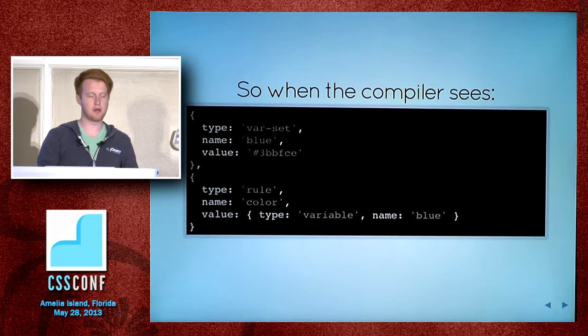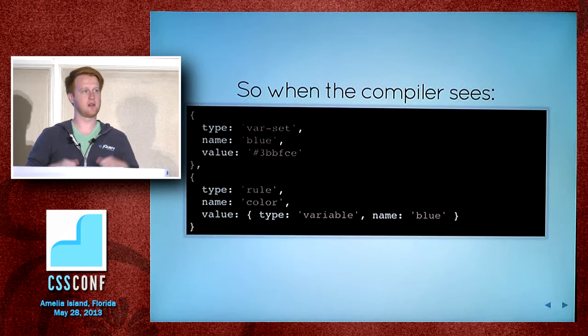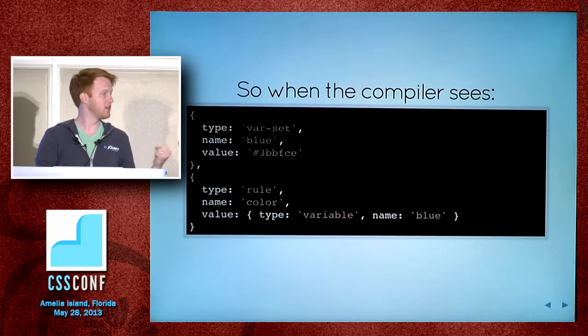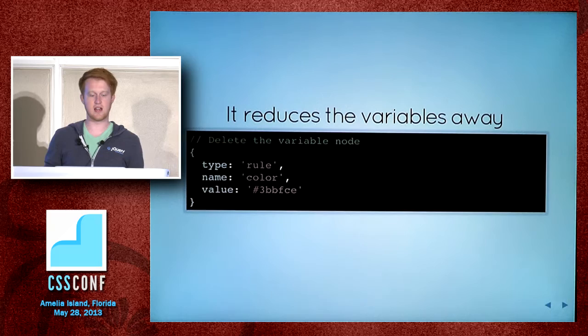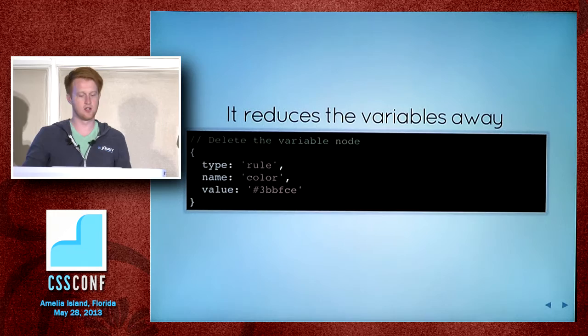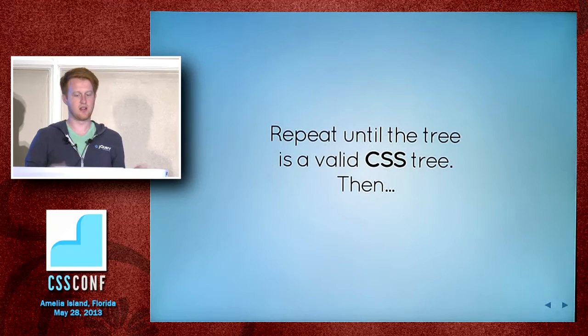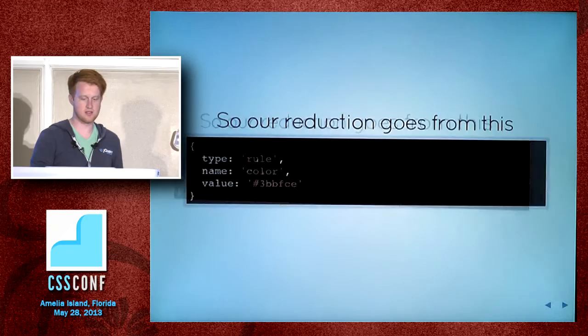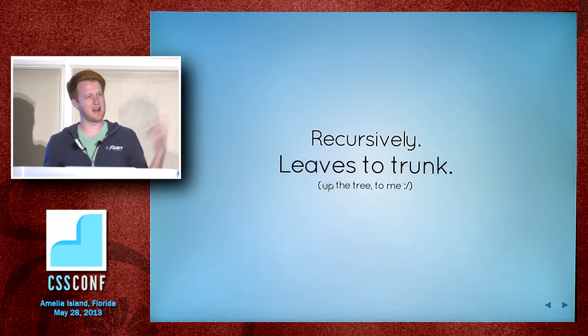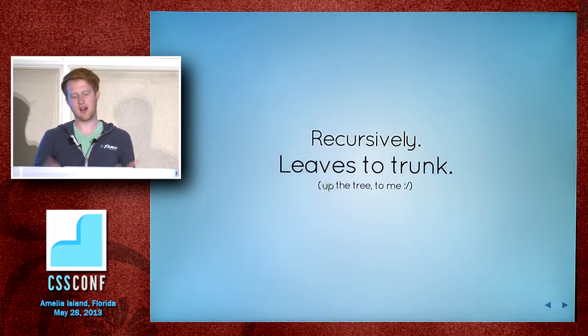But what the compiler does first is reduce the AST from the preprocessor into one that is valid in CSS. So it would take this, store that blue was the variable, and then reduce it to just say, hey, this node is the color of that color. And so you no longer have the invalid variable node, and now you have a totally valid CSS node. So you could compile that to color colon that blue color, and that would be totally valid. So it does this recursively until you get back to a valid CSS AST, and then you compile that to text. So our reduction goes from this to this, and it goes leaves to trunk. I call that up the tree, but that's kind of weird. Leaves to trunk would be down the tree. I don't really know. I think there are people who disagree with me, especially really angrily on Twitter.